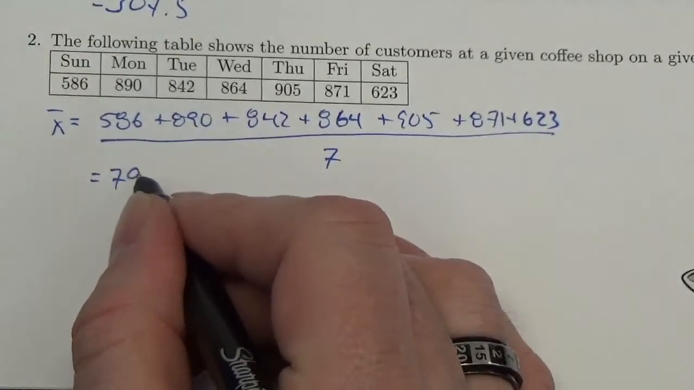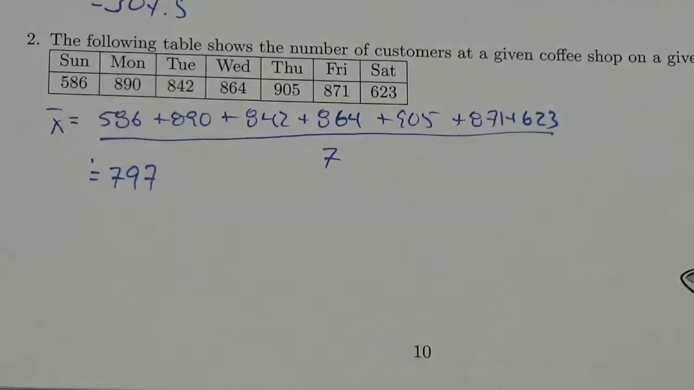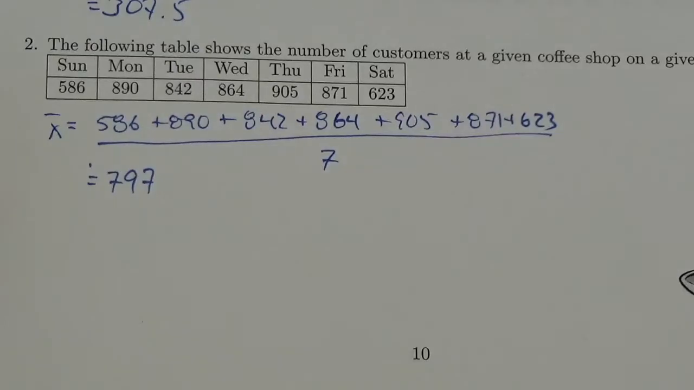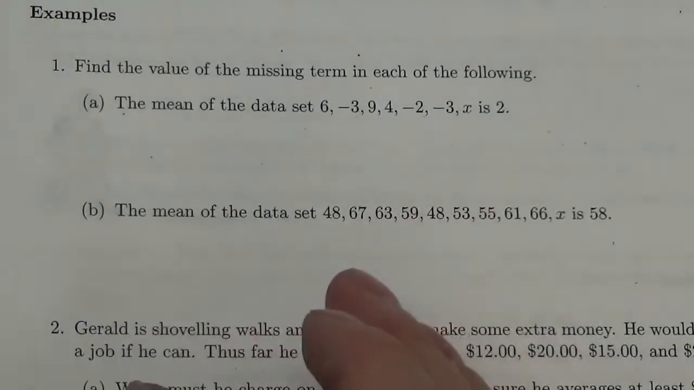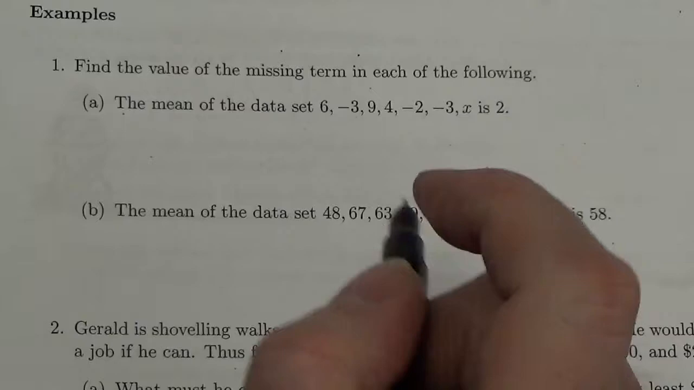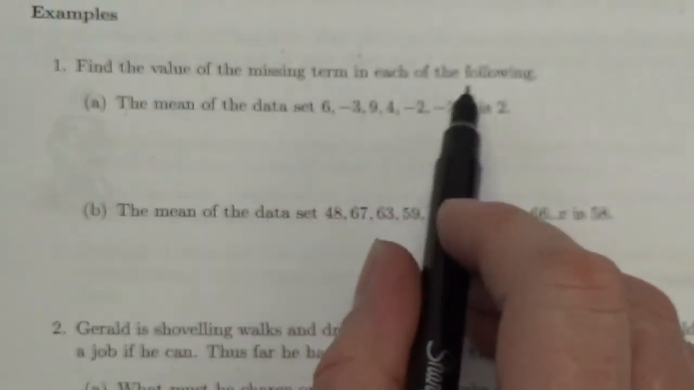So 797 approximately. Average number of people in the coffee shop on any given day. Okay, now here's an example of that question I was referring to just a few moments ago. We want to find the missing term in each of the following.